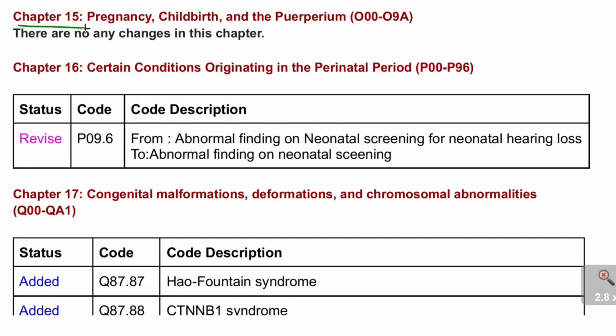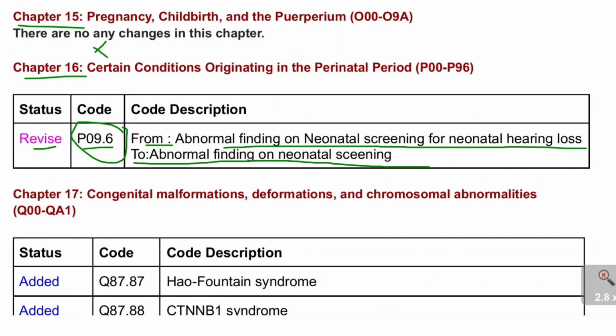Chapter 15. There is no new update. Chapter 16. In Chapter 16, one code description is revised, P09.6. So the code description is changed from abnormal finding on neonatal screening for neonatal hearing loss to abnormal finding on neonatal screening. Now, moving on to Chapter 17.